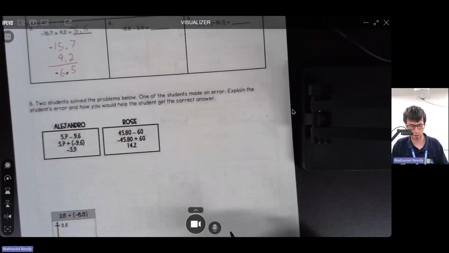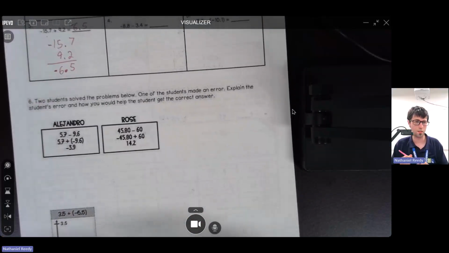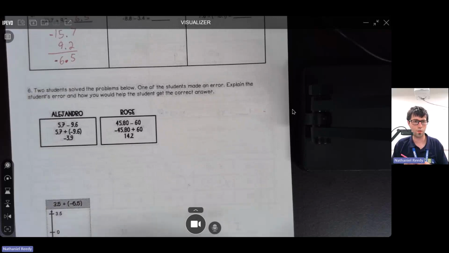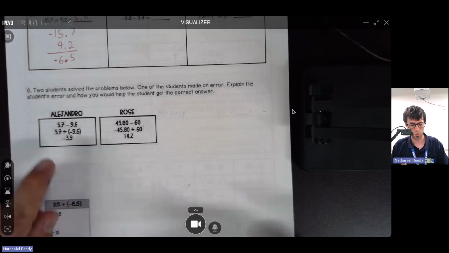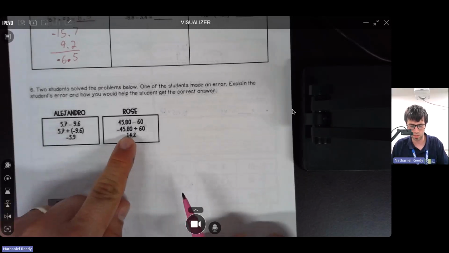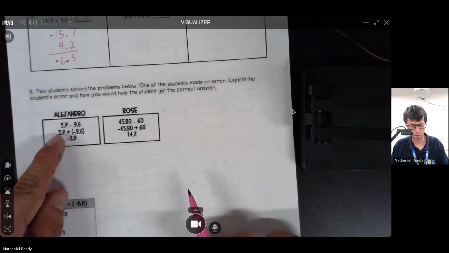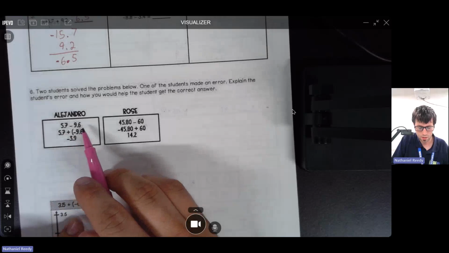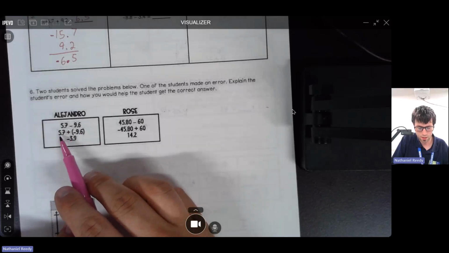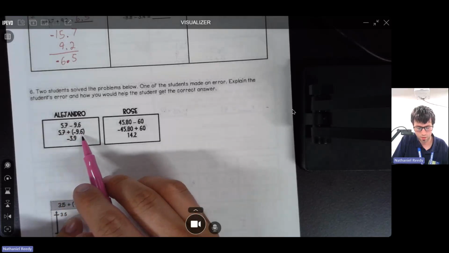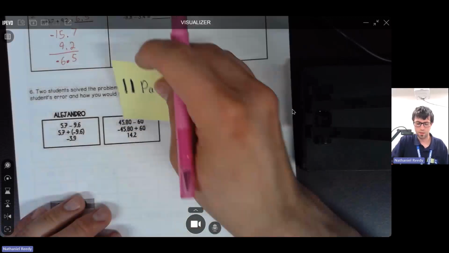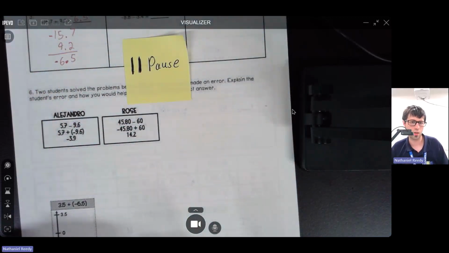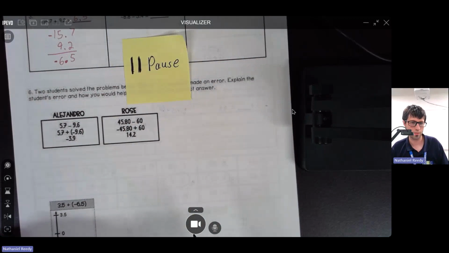I guess I can do these last two problems. All right, yeah, this is the last one. Two students solve the problems below. One of the students made an error. Explain the student's error and how would you help the student get the correct answer? So let's look at Alejandro and Rose. Okay, so 5.7 minus 9.6. He said 5.7, that's the same as 5.7 plus a negative 9.6. Actually, you know what? I'm gonna let you guys pause it and try these on your own, and then we'll look at the solution.